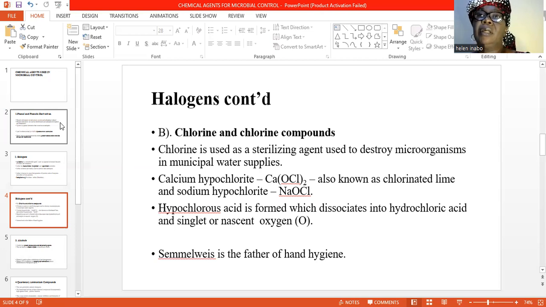Semmelweis is known as the father of hand hygiene. He observed that women in labor or recently delivered mothers die of puerperal fever or childbed fever. This is because medical students who attended to these women in labor did not wash their hands properly. So he enforced the use of chlorinated lime to wash the hands or enforce hand hygiene before attending to women in labor. The incidence of puerperal fever reduced drastically.